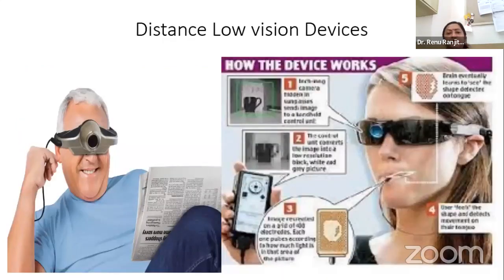Now we are moving one step ahead. As you can see on the left hand side, this is a Jordy device, which helps to electronically magnify. So the latest new trend devices are there. On the right hand side over here, this is a BrainPort device. There is multiple research going on in the field of low vision where the blind can see.